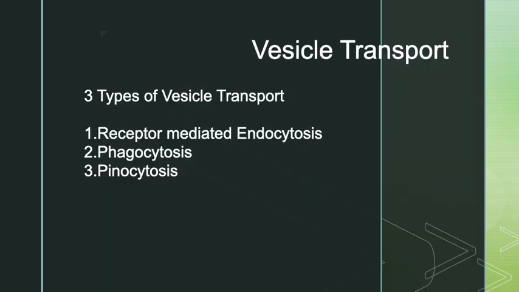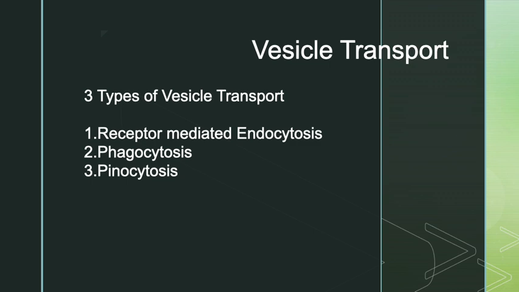And finally, let's look at our vesicle transport. We have 3 types of vesicle transport. You can see the nice pictures on your slide. But the first picture shows you the receptor-mediated endocytosis. This is very specific. A specific molecule will bind to a receptor, and then it will be taken into the cell via the process of endocytosis.